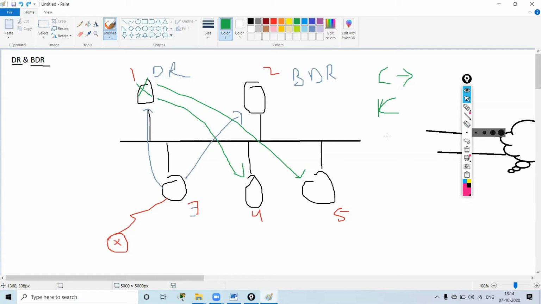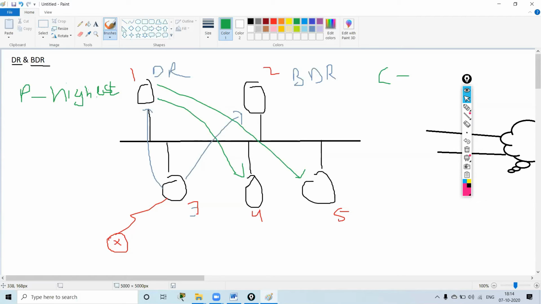Now, what is the election process? How are DR and BDR elected? They are elected on the basis of some steps or rules. The first thing it looks at is the priority value. The highest priority router will become the DR, and the second highest will become the BDR.